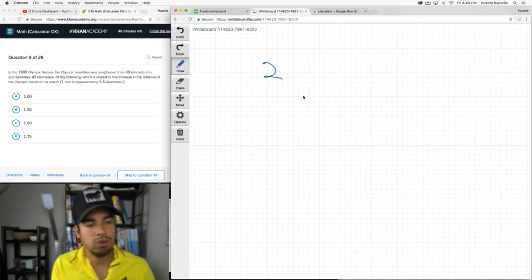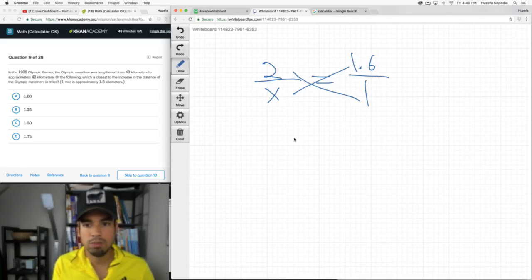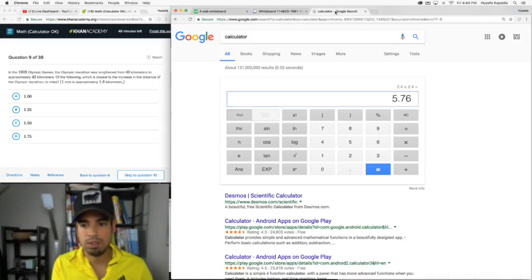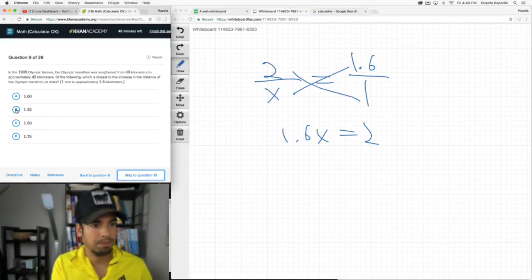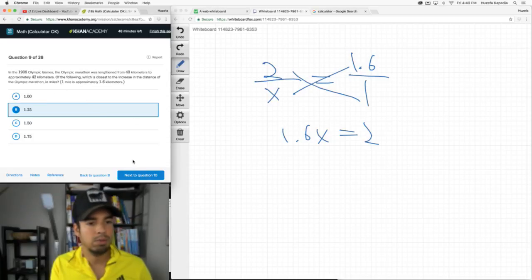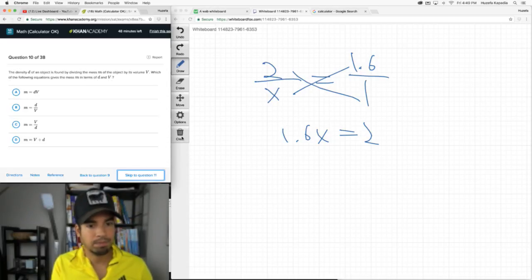So it's a 2 kilometer increase in miles. 2 kilometers is equal to x miles versus 1.6 kilometers is equal to 1 mile. And cross multiply. 1.6x equals 2. 2 divided by 1.6 equals 1.25 right here. And that makes sense, right? It should be a little bit more than a mile.